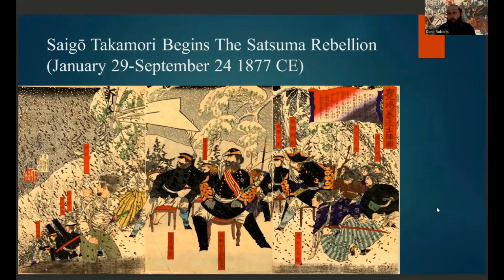A movie based off of this rebellion called The Last Samurai was put out back in the early thousands, but instead of Saigo Takamori and his army dressing in modern uniforms like they did, it had them dressing in traditional samurai garb, which, to be fair, some members of the rebellion did, but generally it was a modern army versus a modern army rather than a samurai army versus a modern army.